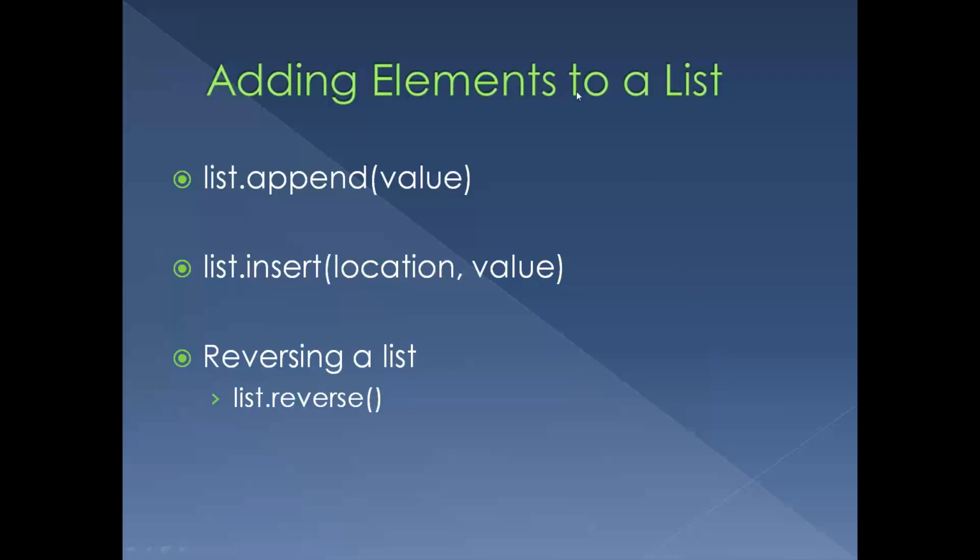If we're adding an element to a list, and the list was called list, we don't use the word list, we use the name of the list. So list.append and then the value. list.insert, the location and the value. And then reversing a list, we simply can go list.reverse.